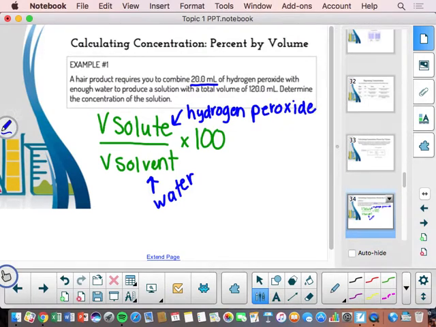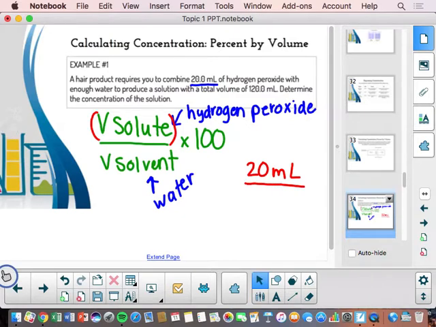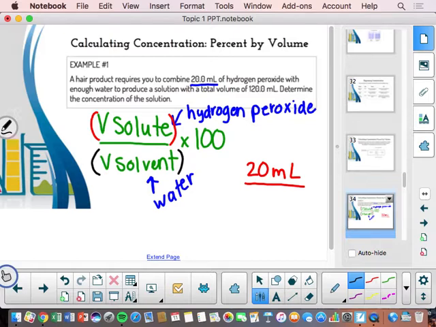Okay, so that is how we would calculate it. If we're going to plug in this information, we've got 20 milliliters of hydrogen peroxide. That's going to go where our V solute is. So this part is going to be our 20 milliliters, divided by our solvent, which we actually don't know what it is.